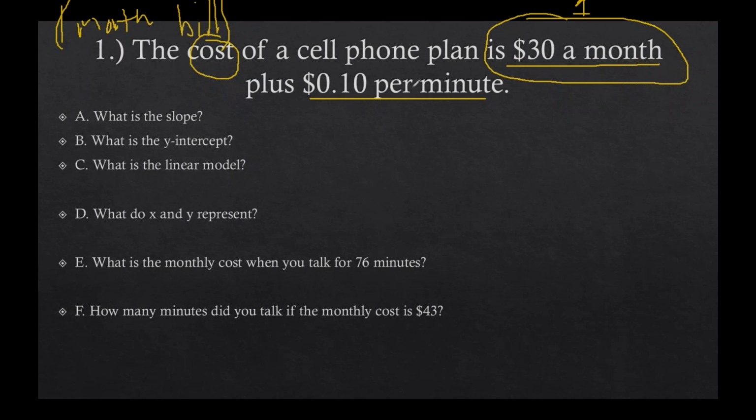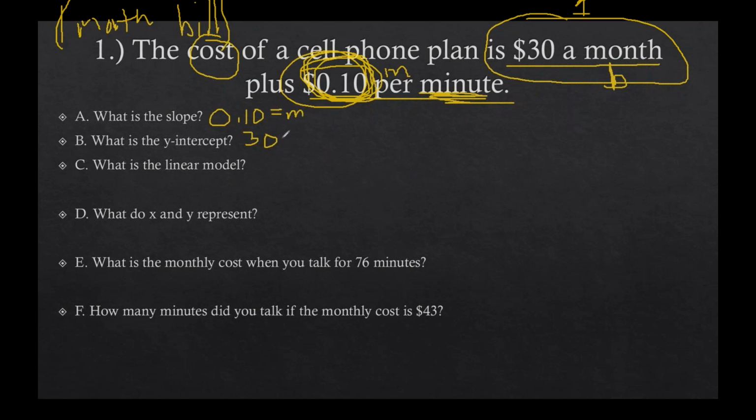10 cents per minute. So this happens over and over and over again for every minute that you talk. So this would be my slope. This would be my y-intercept. So that's kind of how you can tell when you read a problem what happens one time and what happens over and over again. So my slope is 10 cents. My y-intercept is $30. And we're talking about the cost of the cell phone plan. So they're both positive because both of those things make my bill go up.